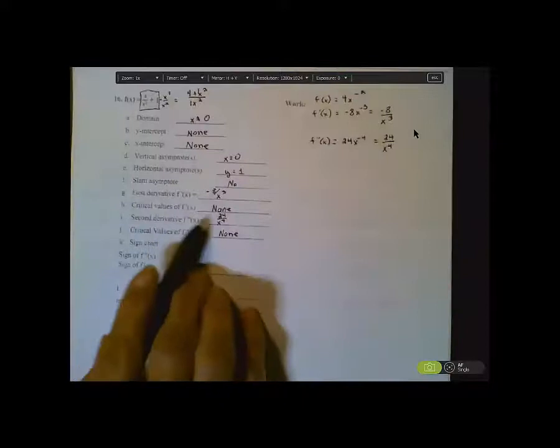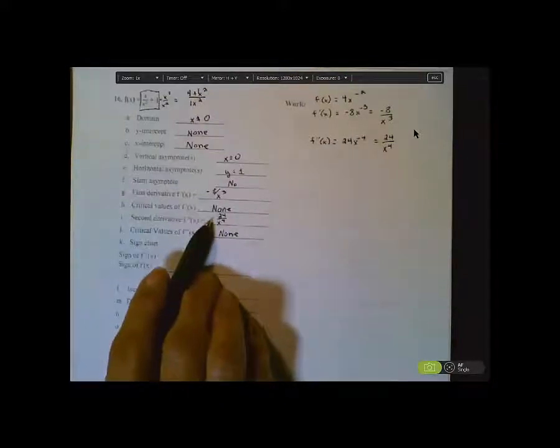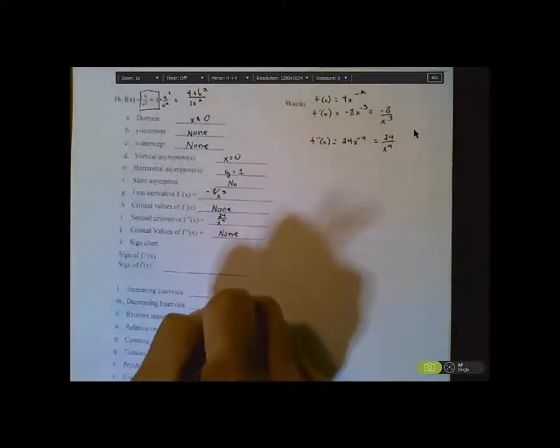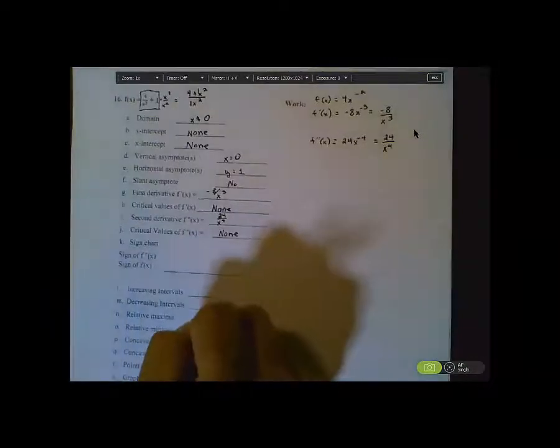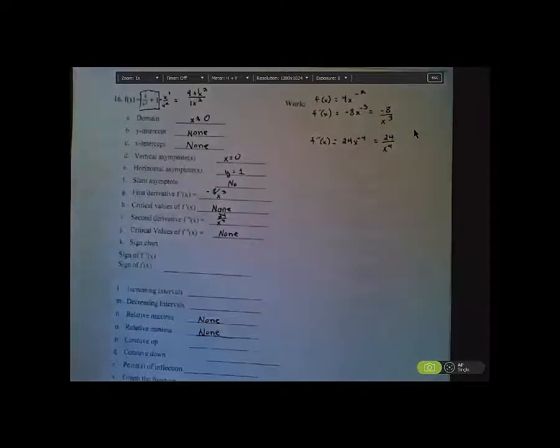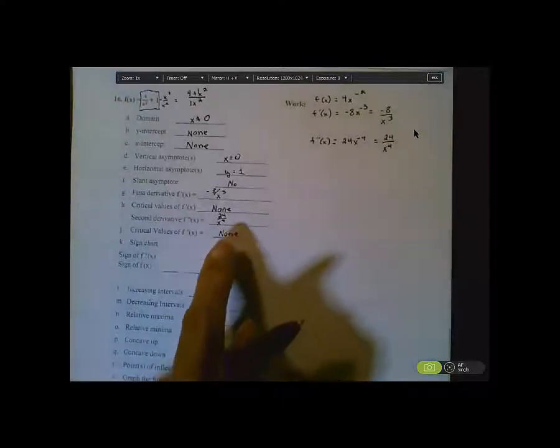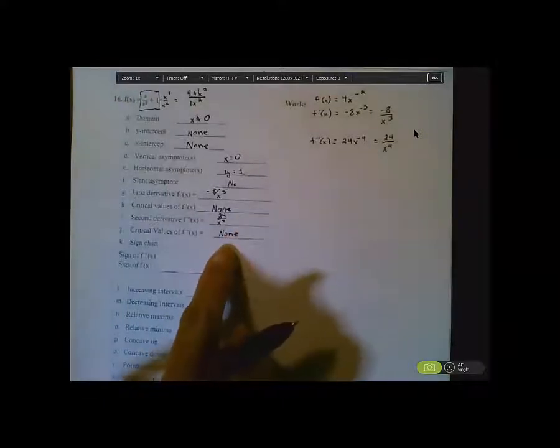What does no critical numbers of the first derivative tell you? Well, if there were critical numbers of the first derivative, what would they be, possibly? They would be possible relative extrema. Since there are no critical numbers, there's no relative max, and there's no relative min. Since there are no critical numbers of the second derivative, there are no points of inflection.